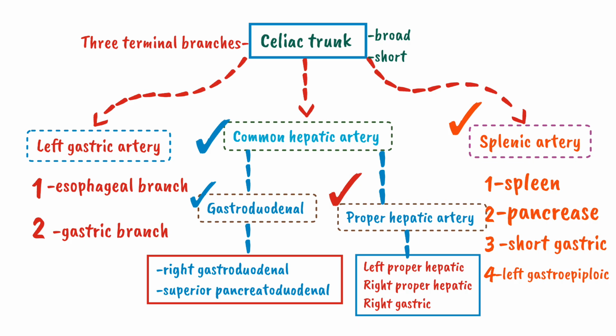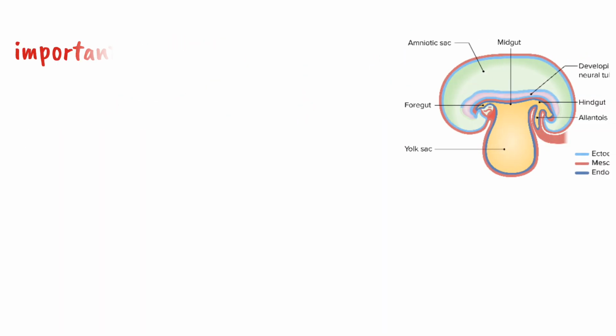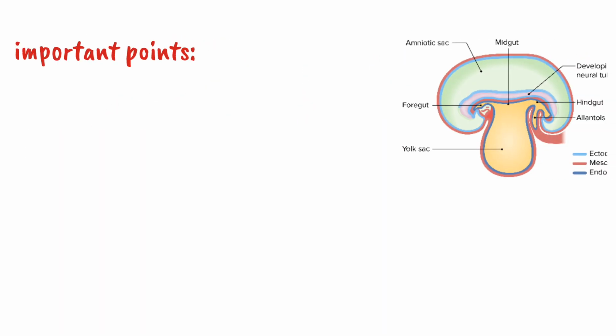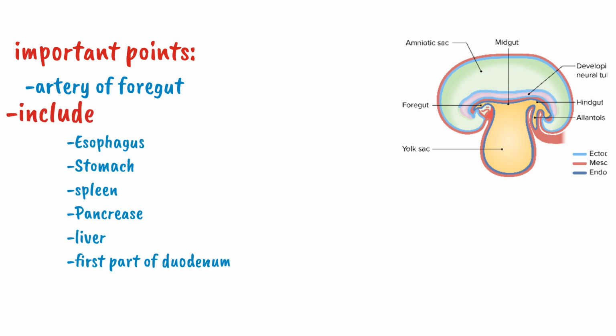There are a few points about the celiac trunk which you guys should remember. The first one is that the celiac trunk is an artery of the foregut. It means all of those structures which embryologically develop from the foregut will be supplied by the celiac trunk. It includes esophagus, stomach, spleen, pancreas, liver, and the first part of duodenum.